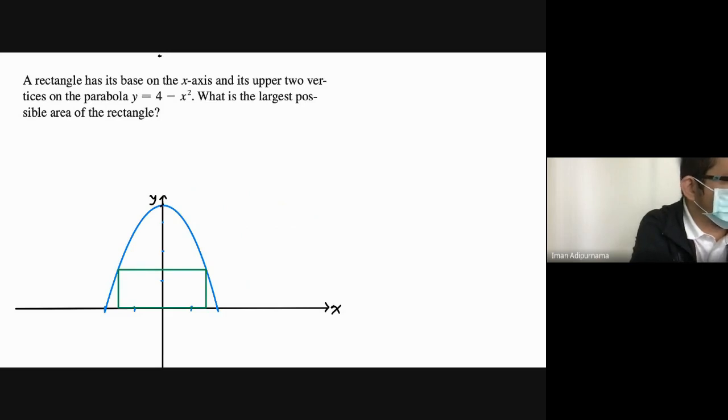Okay, so I have this question here. A rectangle has its base on the x-axis, and the upper two vertices are on the parabola y equals 4 minus x squared. What is the largest possible area of the rectangle? I already did the picture for you. The parabola y equals 4 minus x squared is the blue curve here, and the rectangle is inside the parabola with the base on the x-axis.